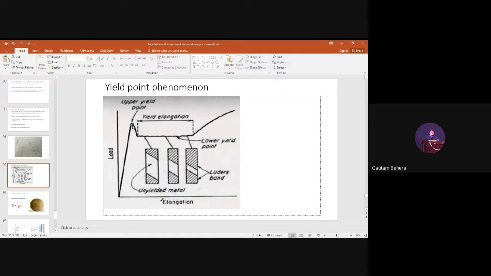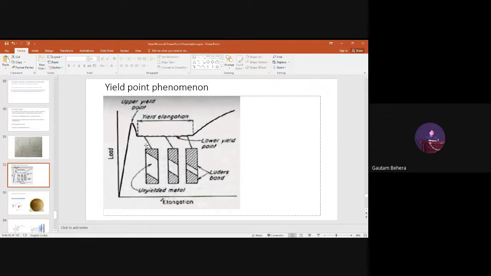But here, the stress will increase to a maximum value initially, that is called the upper yield point. From that it goes down again. The stress will decrease, and where it reaches is the lower yield point. So we have an upper yield point where the stress required to deform the material is very high. Again the stress will drop to a minimum value, called the lower yield point. And we'll see serrations in the stress strain curve.